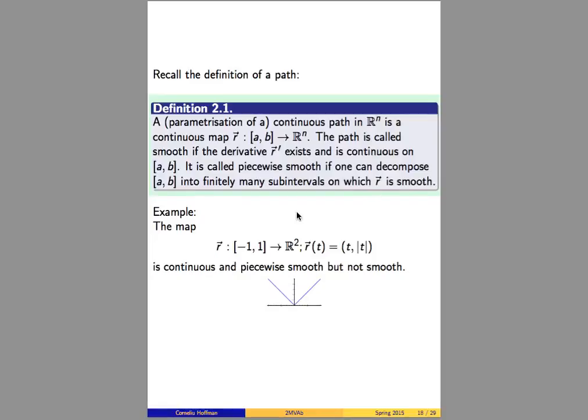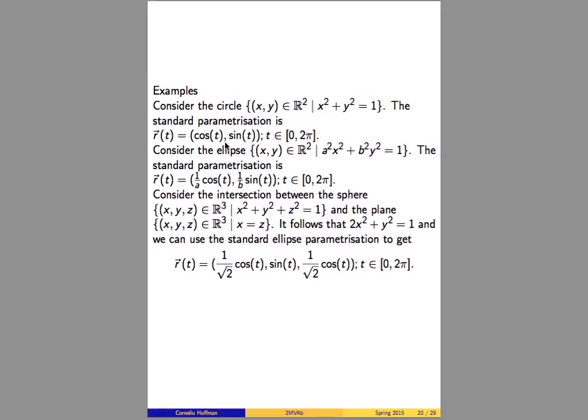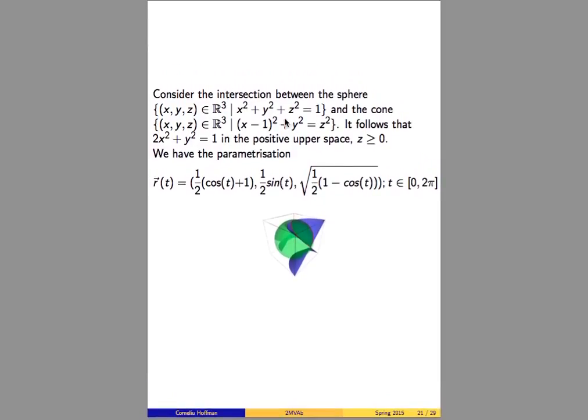Talk about parameterizations of curves. So here's the definition of the parameterization, which you have in your lecture notes. And we will briefly get some examples of parameterizations. We had an example of a circle, one of an ellipse, and one of a funnier looking circle. But the more important example is this, the intersection between the sphere and the cone.